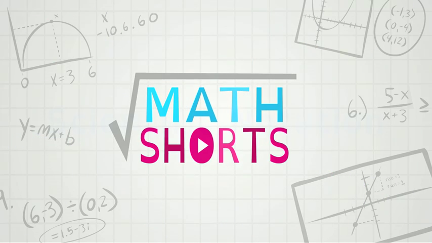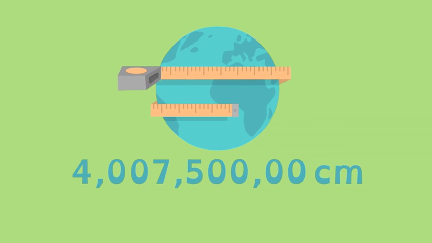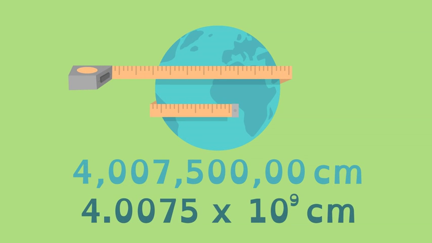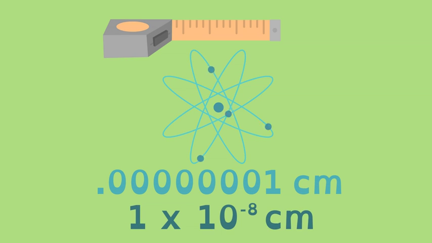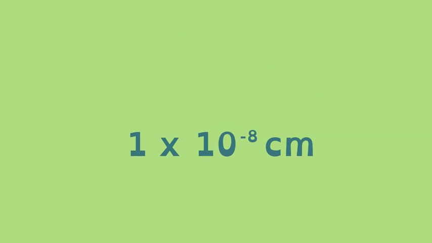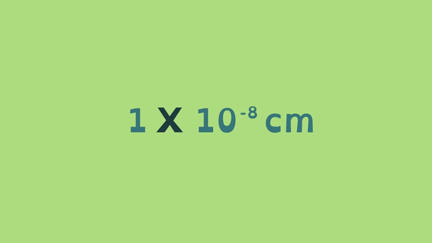Scientific notation is a concise way to express very large numbers, such as the circumference of the Earth in centimeters, or very small numbers, such as the diameter of an atom. Scientific notation is written as a product of a number and a power of 10.